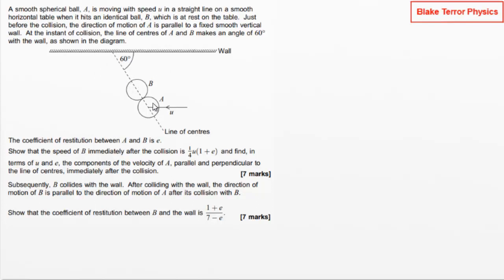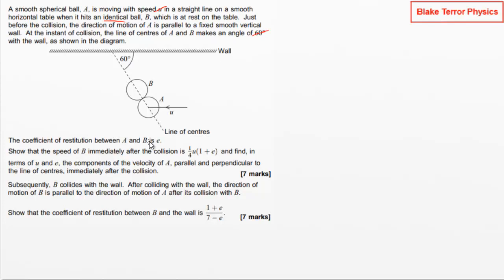Smooth spherical ball A, that's the one at the bottom, moving at speed u, so I've marked that. In a straight line on a smooth horizontal table, hits an identical ball B at rest on the table. Just before the collision, the direction of motion of A is parallel to a fixed smooth vertical wall. Yes, excellent, they've marked all that. At the instant of collision, the line of centres of A and B makes an angle of 60 degrees, so they've done that as well. So we've got all of that.